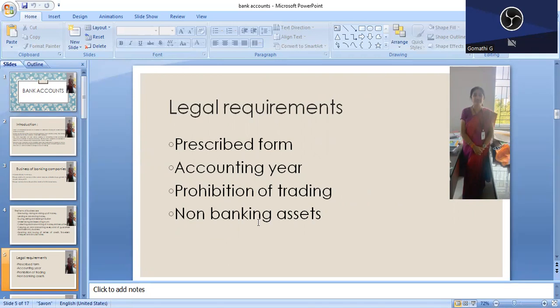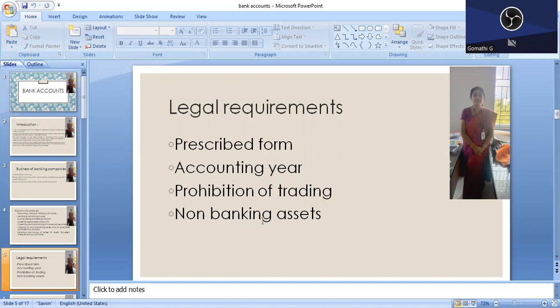The next one is accounting year. On account of amended provisions of the Income Tax Act, every company closes its accounts on every 31st March. Every financial year also ends on 31st March. Now a banking company also closes its accounts on 31st March each year.